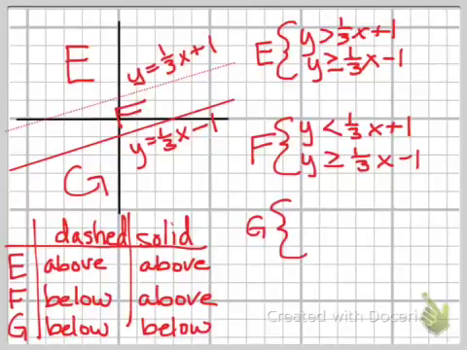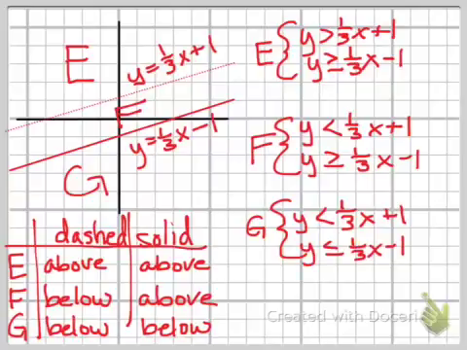We look at part G. Part G, it's below both lines, so it is less than 1/3 x plus 1, and it's less than or equal to 1/3 x minus 1.